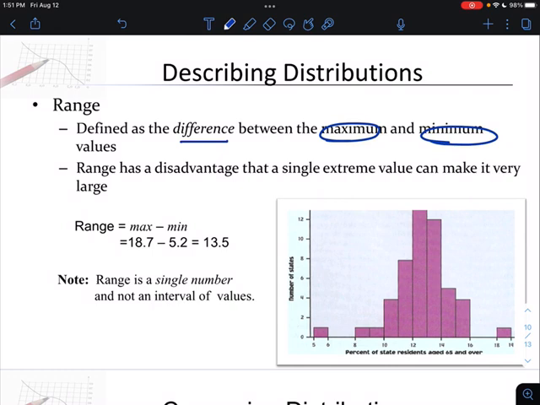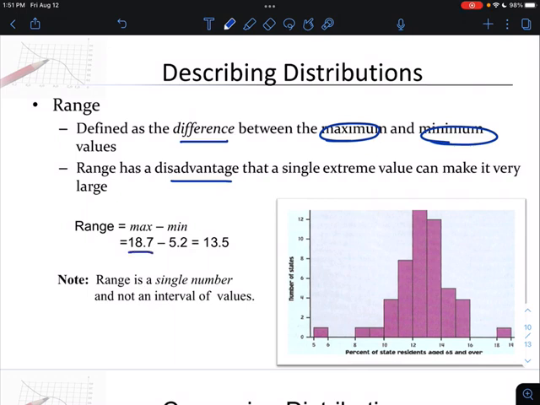So range is not what we typically think of, like we're going from 4 to 10 or things like that. The range is an actual number, one single value that is the difference of the maximum and minimum. Now the range does have a disadvantage in that a single extreme value can make it very large. So if I have an outlier in one or both directions, that's going to make a much larger range calculation than would happen without them. And so if we look at the example from before, the state residents 65 and over, what we look at here is they actually tell us the data.